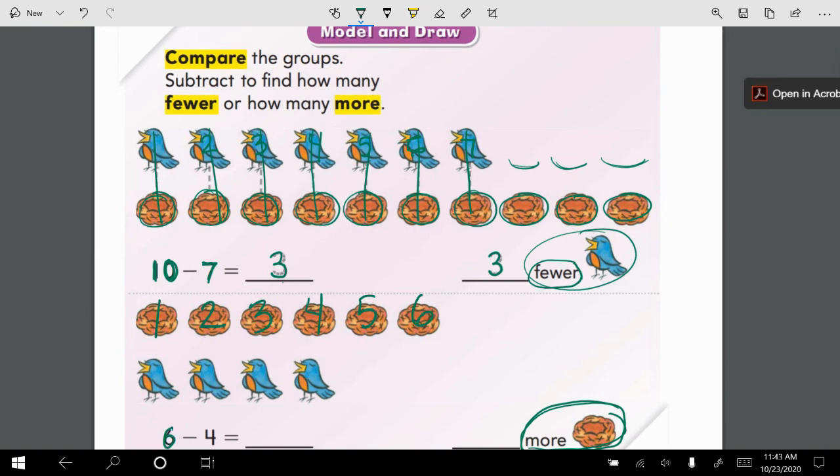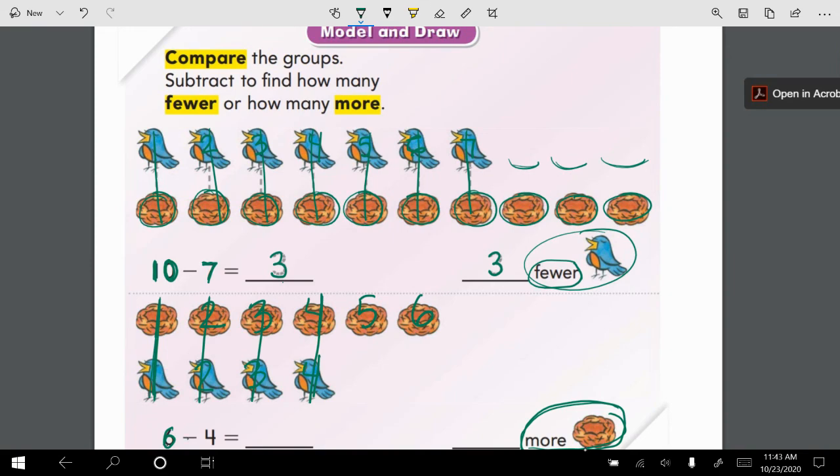We have 6 nests. There are 1, 2, 3, 4 birds, and we have to compare how many birds there are to nests. In order to do that, we are subtracting, but we are drawing a line to match each nest and bird that have a pair. When we match them, we're taking them away. So we're taking away 1, we're taking away 2, 3, and taking away 4.